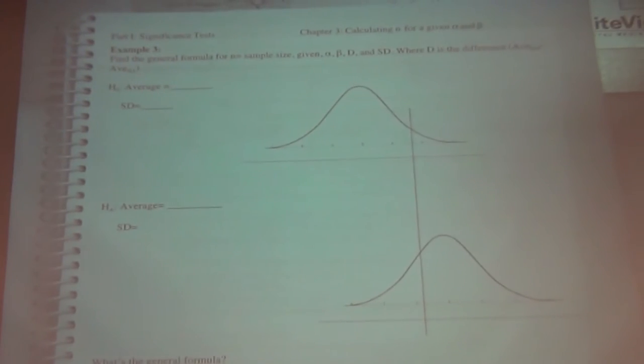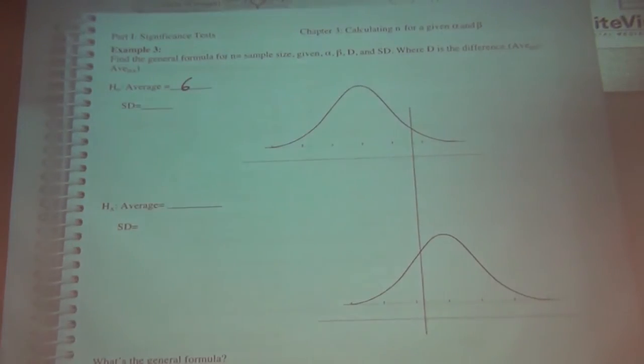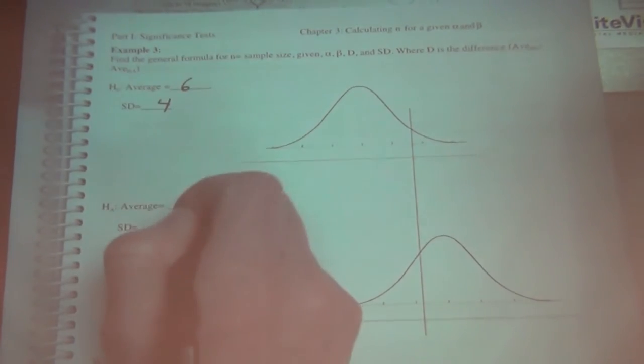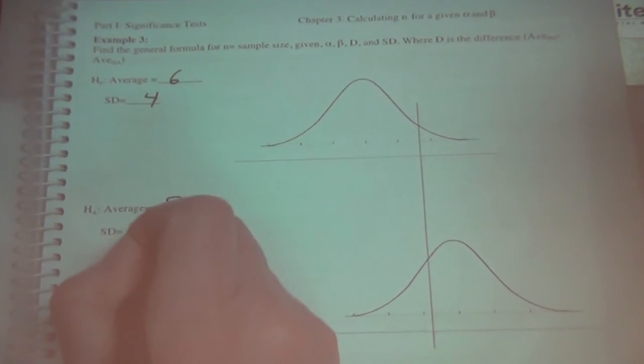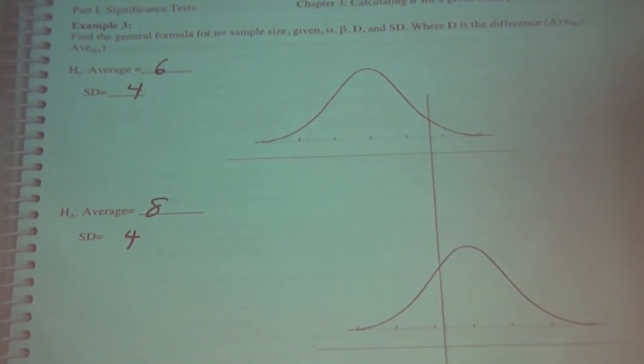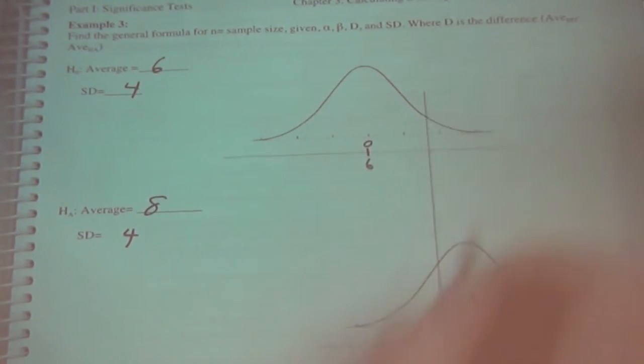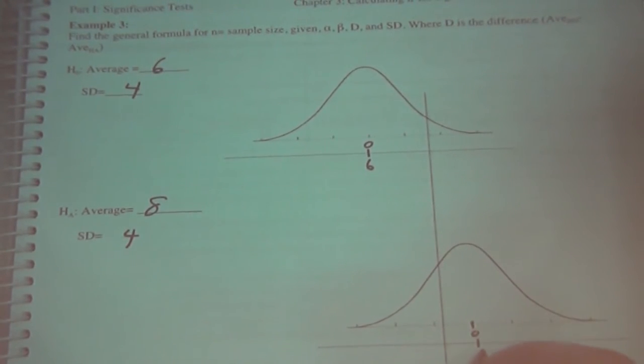So now just to show you how it's really the same thing. Let's go through it again, and now I think you're going to understand it. We had a 6 for our null, and then we had an 8 for our alternative, same standard deviations. So this is 0, and that's 6. This is 0, and that's 8.